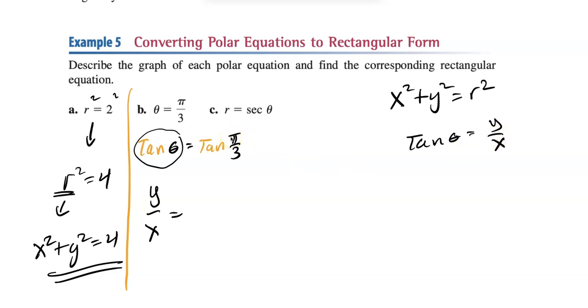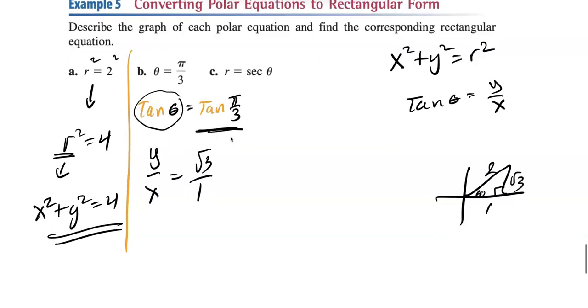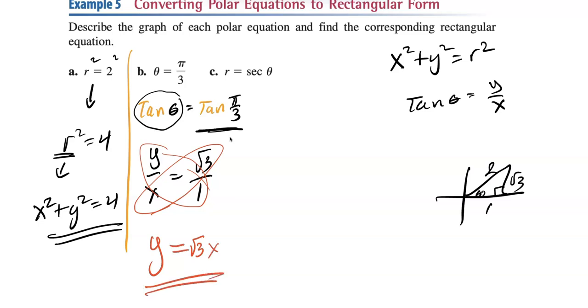Tan of pi over 3, we can figure that out. Pi over 3 is a 60-degree angle, so root 3, 1, and 2. Tan is opposite over adjacent, so root 3 over 1. Right here we have equal signs, so we can just cross multiply. I get y equals root 3 x. And that's our equation. That's just going to be a line with the slope of root 3. So there's that one.